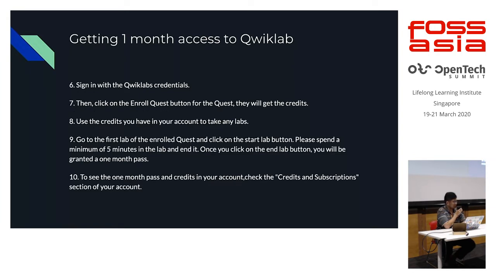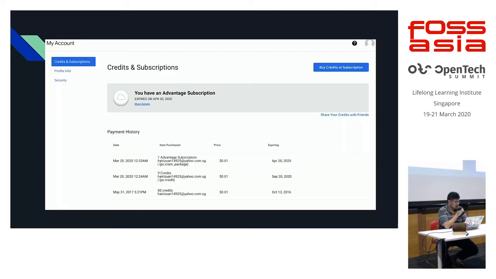So the process to get it is a bit more complex and a bit wonky this time. At the end of the day, if you go through the Quick Labs, you will get the one advantage subscription. If you see the slide, that will mean that you have 1 month free access to Quick Labs. That allows you to go through the labs and gives you some time to play around with Google Cloud Platform.